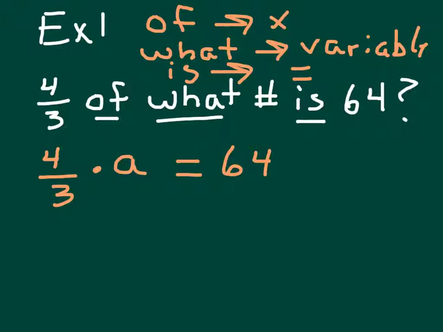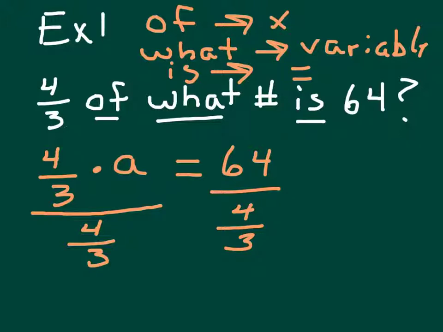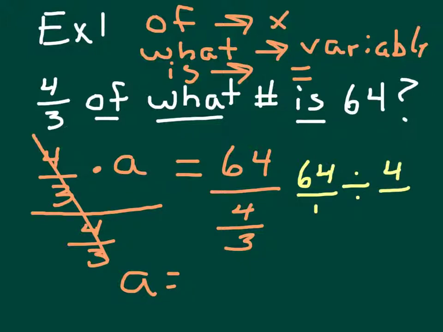Now let's solve this problem. Our age-old question: look at the side that the letter A is on. What are they doing to A? They're multiplying it by 4/3. So we do the inverse and divide both sides by 4/3. If you multiply by 4/3 and divide by it, they cancel out, so A is left. Now I have to figure out what 64 divided by 4/3 is, which means 64 times 3/4.